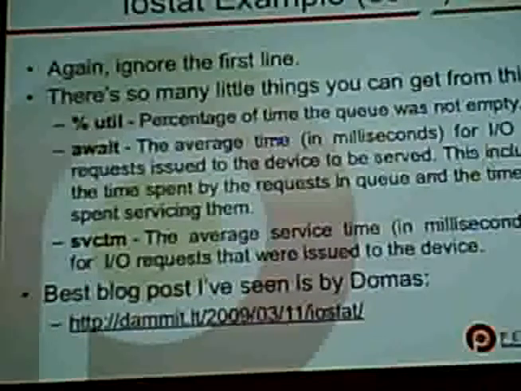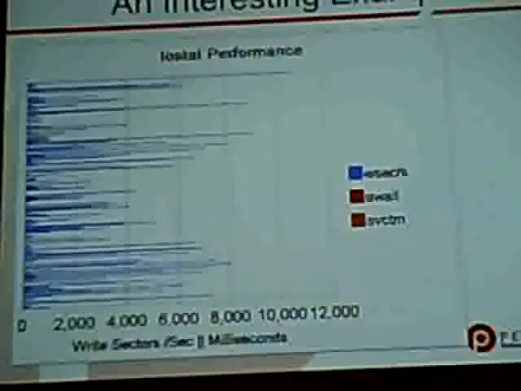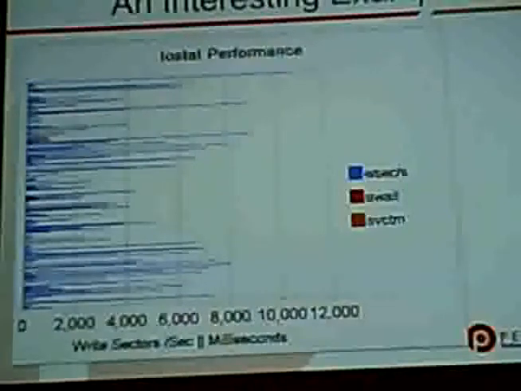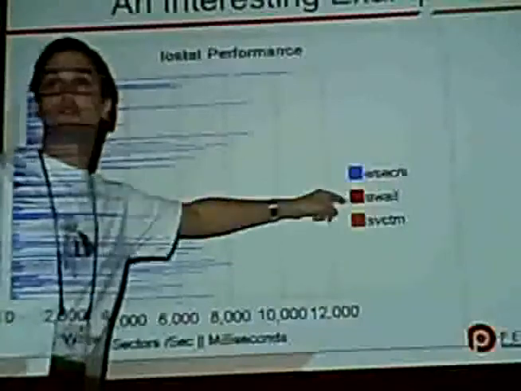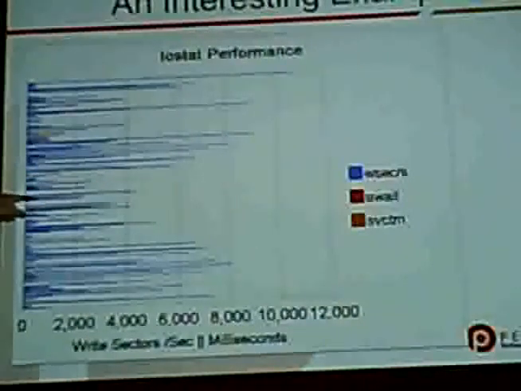So now let me apply some context from iostat, and here's a graph that I produced just a week or two ago when I had a customer problem. Here I graphed how many writes we were doing per second, or how many write sectors per second, what the average amount of wait was, and what the service time was. The service time barely shows up.